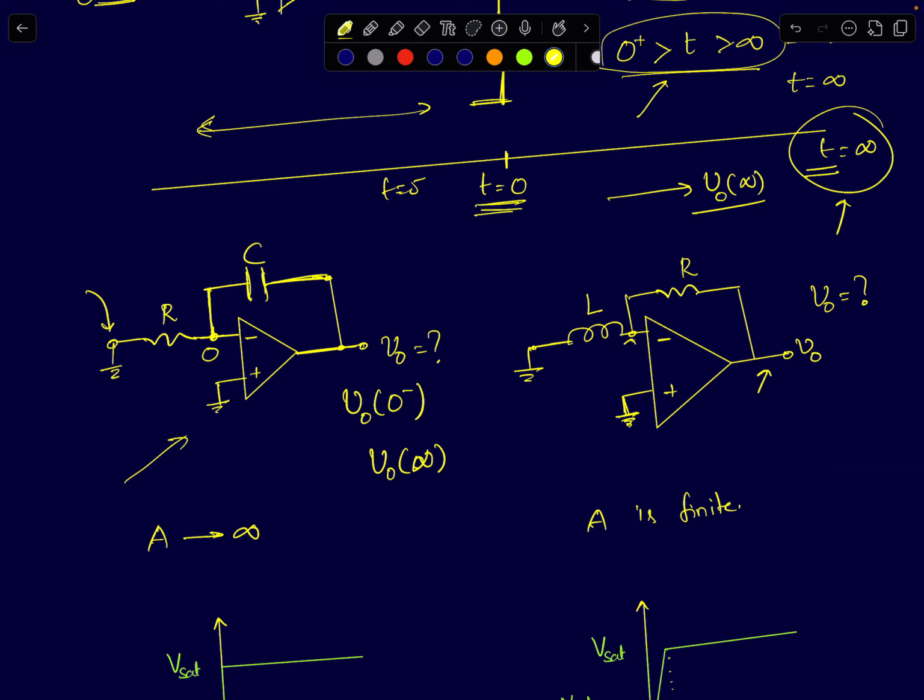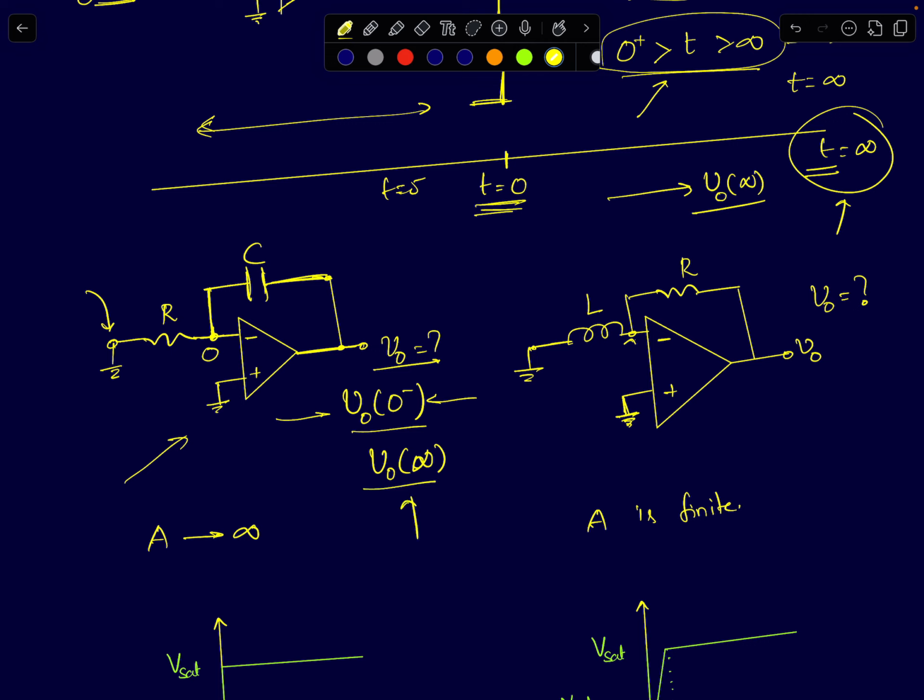Now you are supposed to find out what is the steady state output voltage. As I said, when I say steady state, it can be v of 0 minus. Before the switching event had happened, the circuit would have reached a steady state, and you are supposed to find what that steady state value is. Or some switching event must have taken place, either the input has suddenly switched and then gone back to 0. So the other steady state is at v0 of infinity.